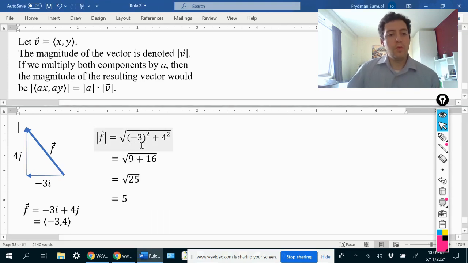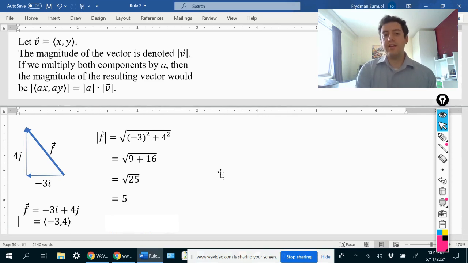Well, to do that, to find the magnitude, notice that I have the two lines over here now, of vector f, we would take the square root of the sum of the squares of each of the components. So underneath the radical over here, we have negative 3 squared plus 4 squared. Okay, so what is that? So negative 3 squared is 9, 4 squared is 16, and then 9 plus 16 is 25, and the square root of 25 is 5. Okay, so the magnitude of vector f is 5. It's 5 units long. That's the length of it. Okay, so hopefully so far so good.